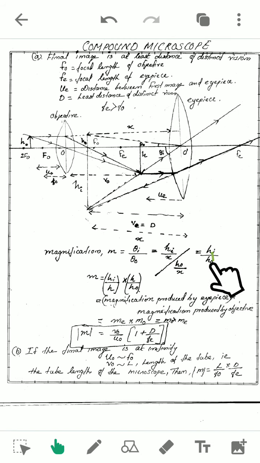So m is hi by ho. Here I wrote hi by h into h by ho. No change is there, the same only. What we did here was multiply and divide by h only. Here see, m is equal to hi by h into h by ho.